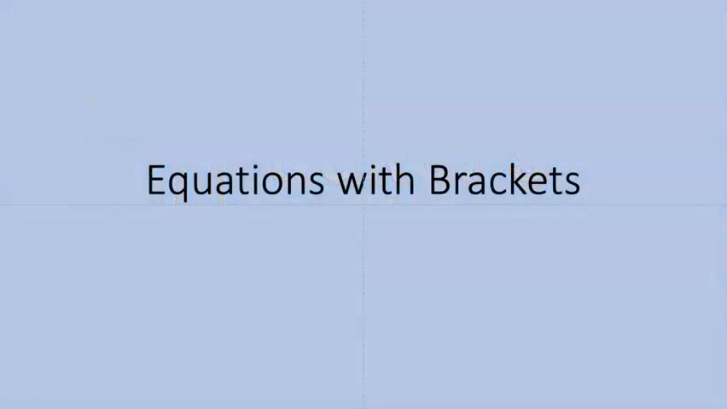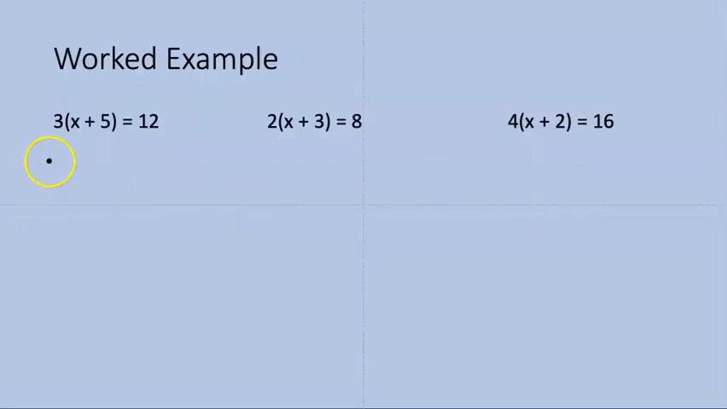Let's get straight to it. The first type we're going to look at today is what if you've got x plus a number and we multiply it by another number to get this. So we've got 3 times x plus 5 equals 12. There are two ways to do it, but I'm going to recommend the first way that I do, and that is to expand the bracket first.